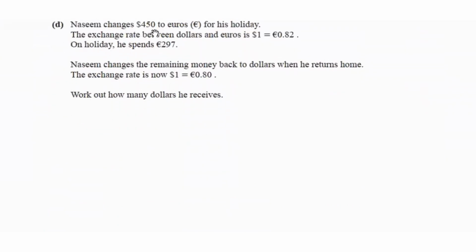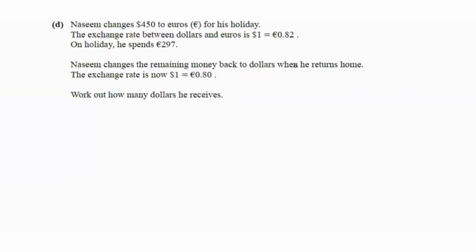Naseem changes $450 to euros for his holiday. The exchange rate between dollars and euros is $1 equals 0.82 euros. On holiday, he spends 297 euros. Naseem changes the remaining money back to dollars when he returns home. The exchange rate then is $1 equals 0.80 euros, so the value of euros has decreased. Work out how many dollars he receives.